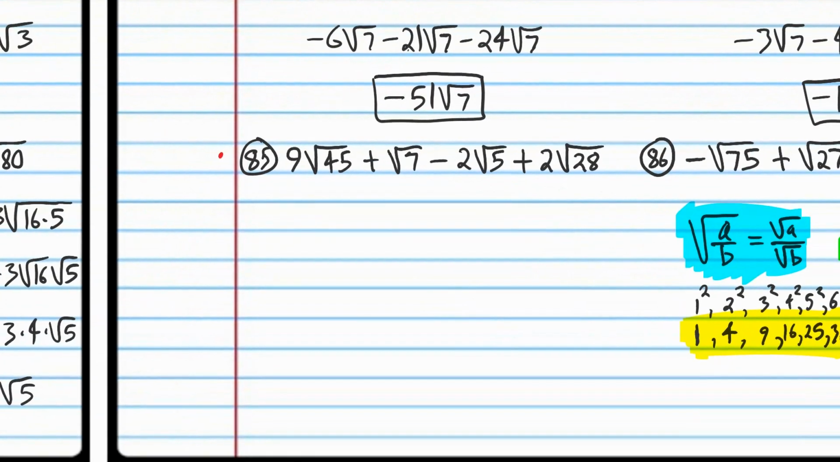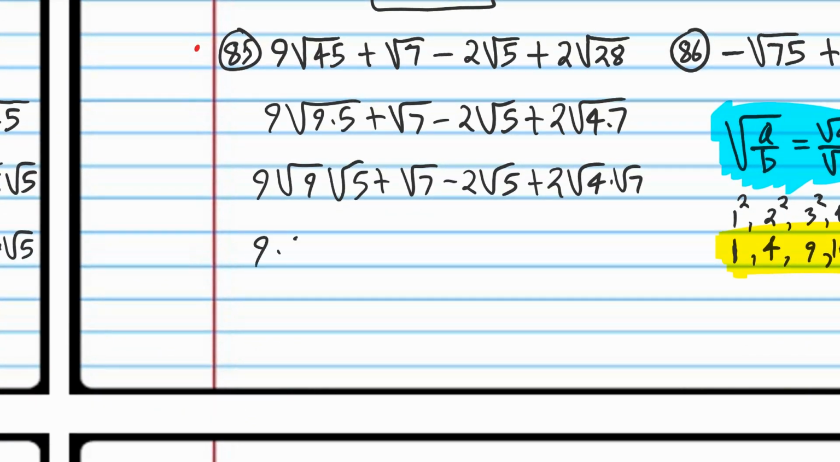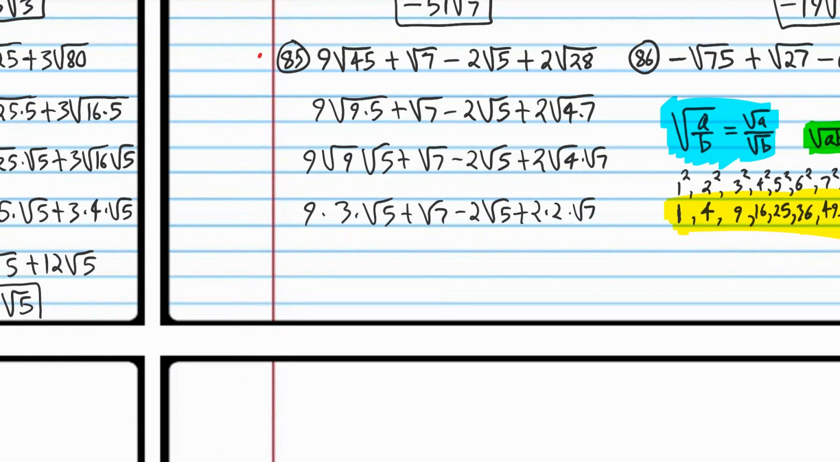So for number 85 and 86, the last problems here, there's something different going to happen. So let's do 85 together, and you can do 86. So same situation. We're just pulling out perfect squares. And we have 27 root 5 plus root 7 minus 2 root 5 plus 4 root 7.